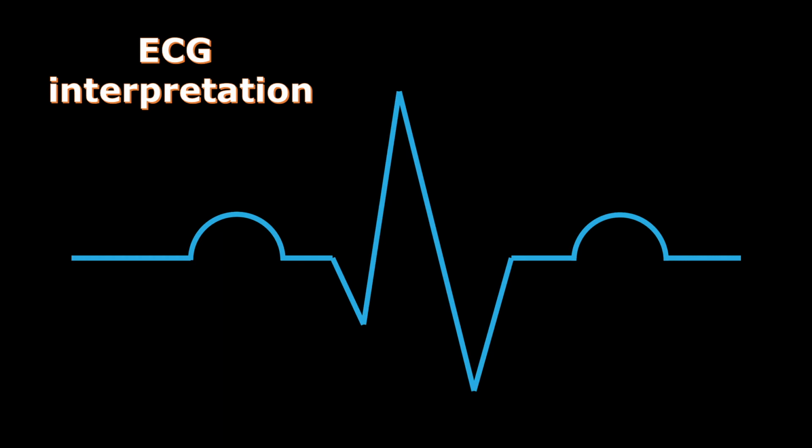So when the atria are full of blood, the SA node fires electrical signals that spread through all the atria and cause them to depolarize. This is represented by the P wave on the ECG. Then we have the QRS complex, and then we have the T wave.